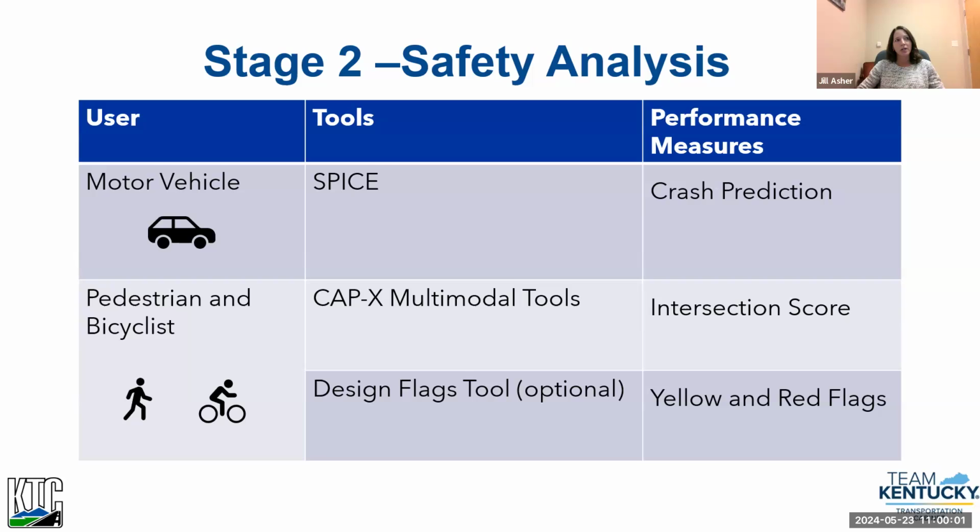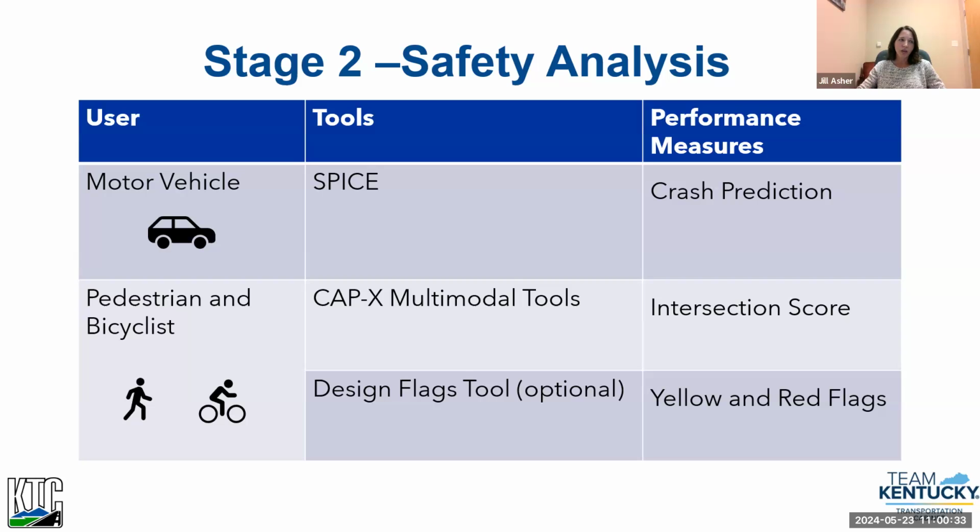And then you also want to do a more detailed safety analysis. The process recommends using SPICE, and its performance measures are crash predictions based off SPFs and CMFs. We'll take a look at that in greater detail here in a minute. But you also want to look at the safety for your bikes and peds. We've already done that with that CAPEX tool. It gives that 0 to 6 rating. So there are those CAPEX multimodal tools, and you get an intersection score that you can report back.